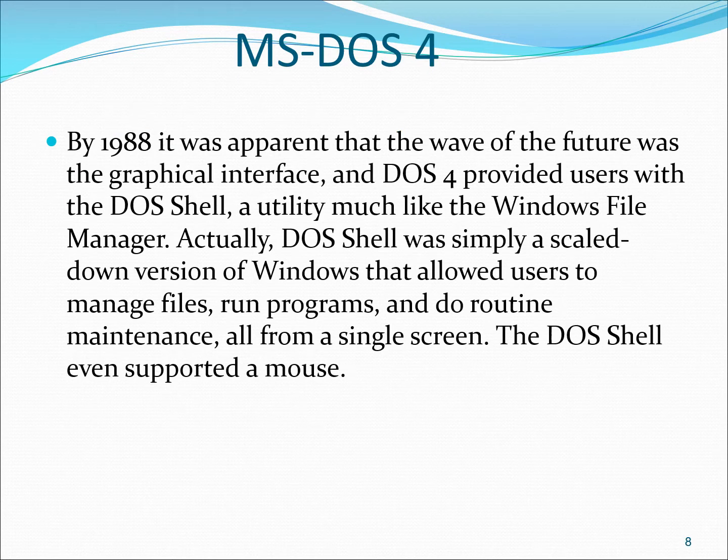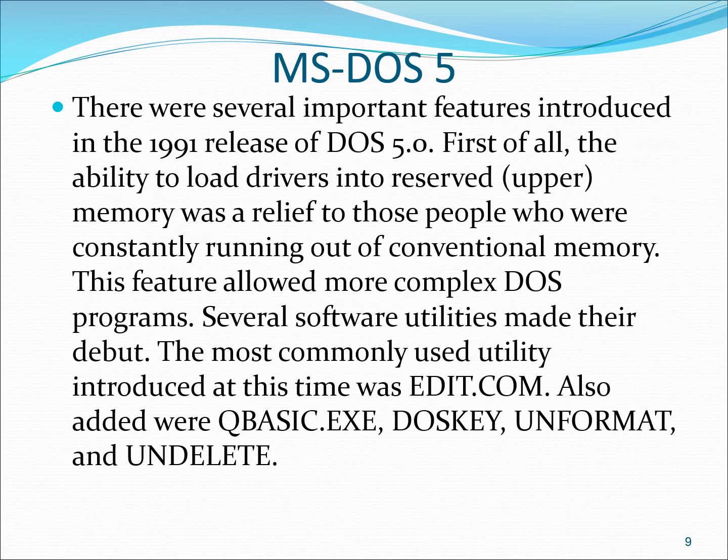MS-DOS 4. By 1988, it was apparent that the wave of the future was the graphical interface, and DOS 4 provided users with DOS shell, a utility which is like the Windows file manager. Actually, DOS shell was simply a scaled down version of Windows that allowed users to manage files, run programs, and do routine maintenance all from a single screen. The DOS shell even supported a mouse.